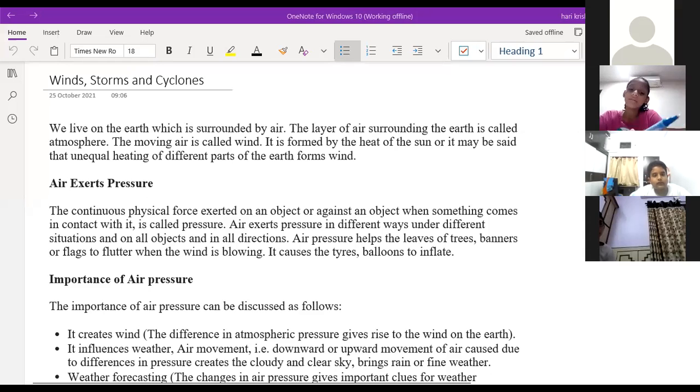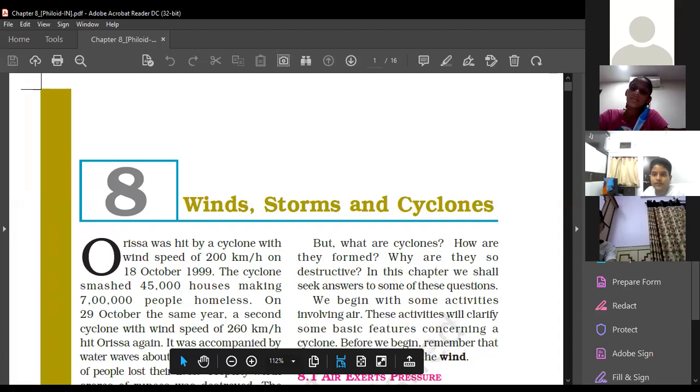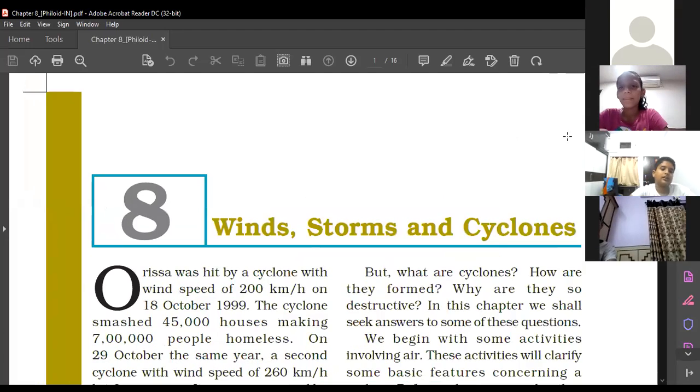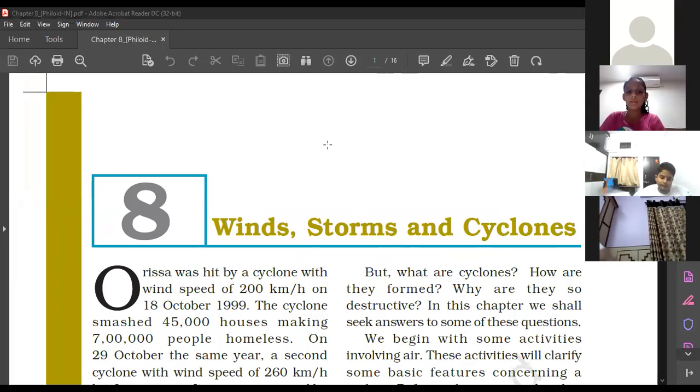It's there in your textbook. Yes, sir, I read it. So just now I opened this NCERT textbook also. The same chapter is there here also. So we'll discuss some introduction part in the textbook, then we'll go for the extra concepts. Okay.